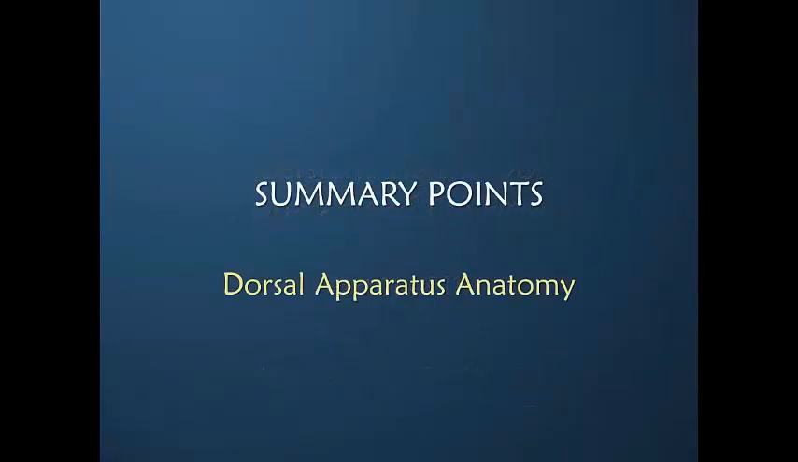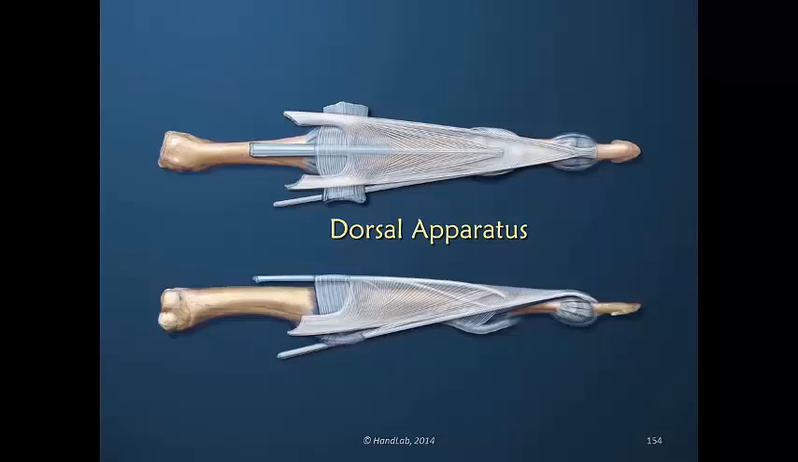So let's now review the important points that we've learned about the anatomy of the dorsal apparatus. We call it the dorsal apparatus because a portion of it flexes the metacarpal phalangeal joint, and therefore it seems somewhat inappropriate to call it the extensor apparatus or the extensor aponeurosis or to use the word extensor.